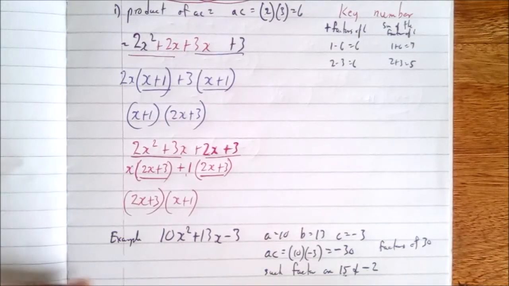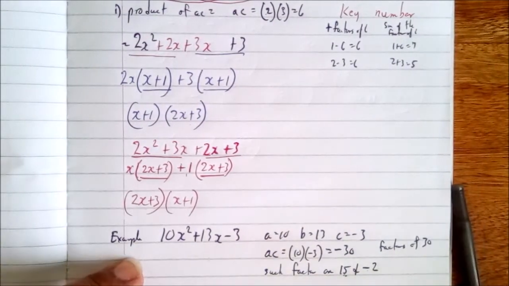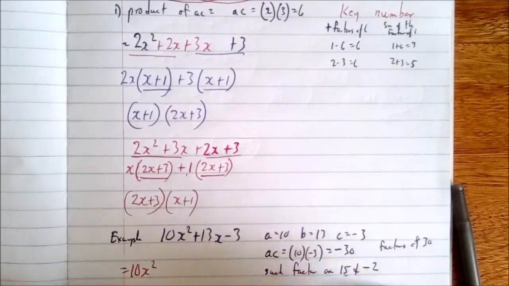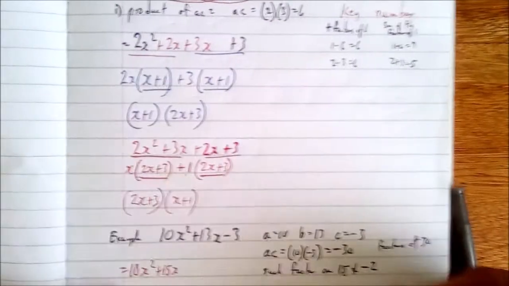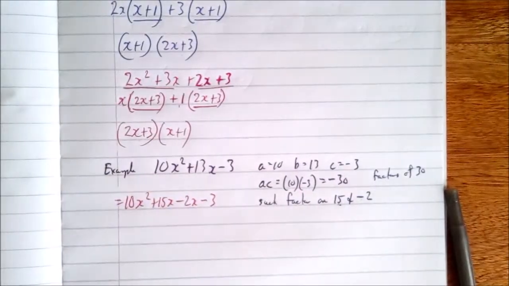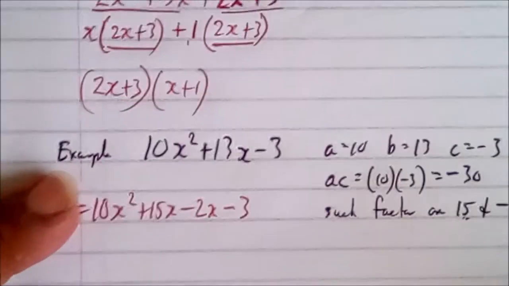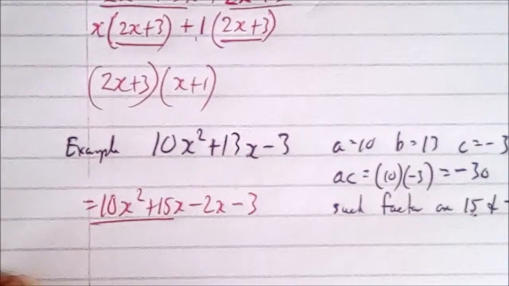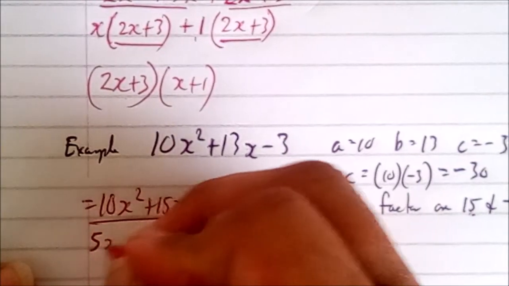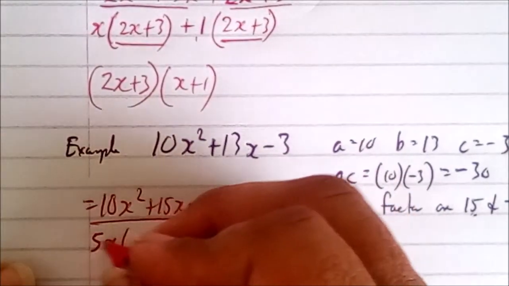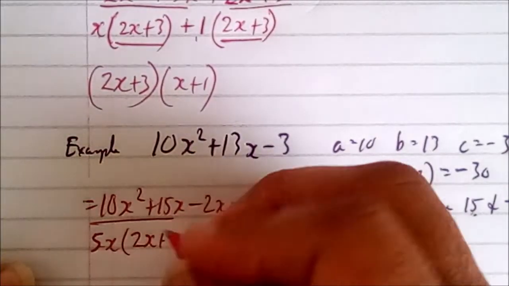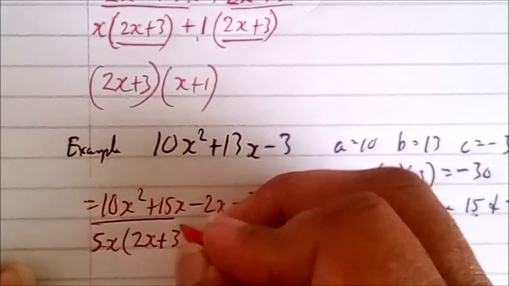So let's go. We now come back here again and we put 10x squared plus 15x minus 2x minus 3. That's our combination. Let's zoom in there a little bit so you have that. These two terms have something in common, 5x. So we put here 5x: 10x squared divided by 5x gives us 2x, and 15x divided by 5x gives us 3.